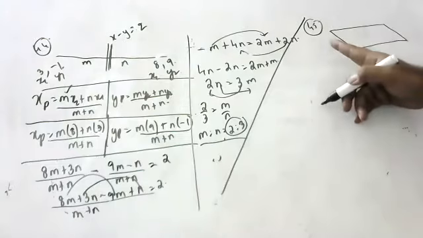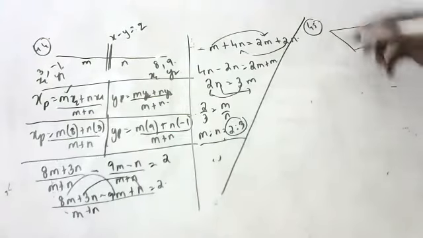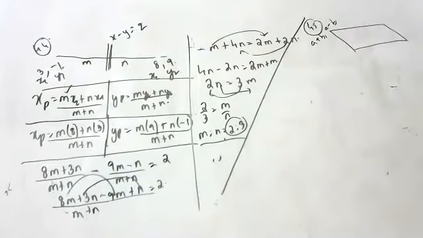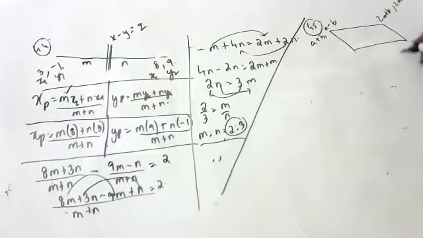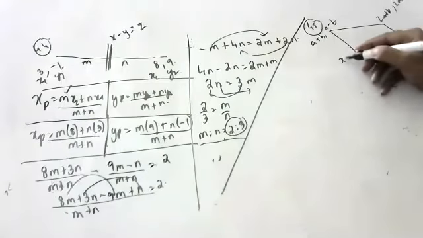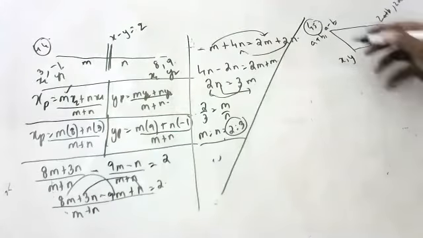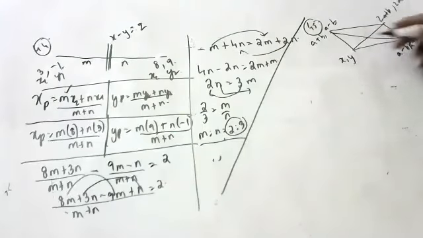Children, this question I will do, because here they have given a plus b comma a minus b as one vertex, 2a plus b comma 2a minus b as another, and a minus b comma a plus b as another. They are asking to find the fourth vertex. Since it is a parallelogram, diagonals bisect each other.